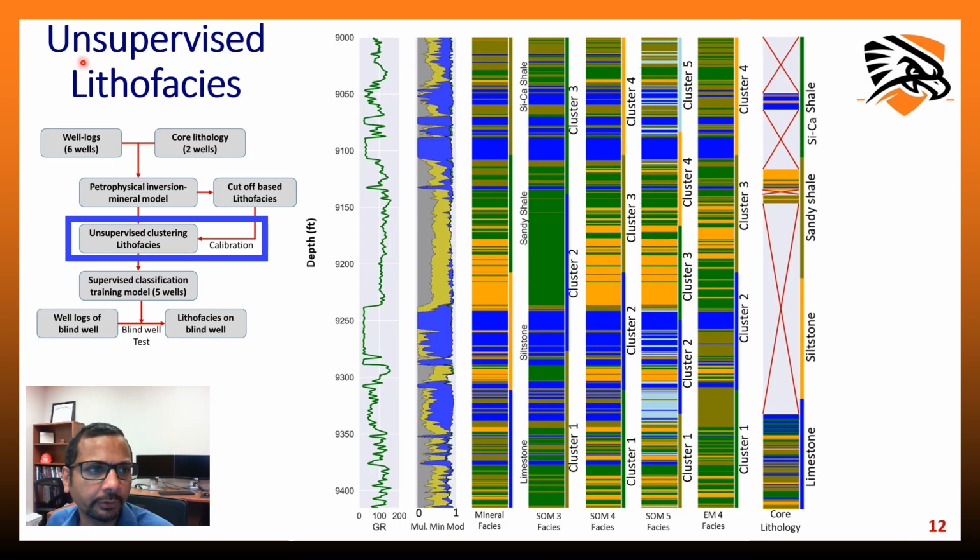Let's look at the result of unsupervised lithofacies. So here I'm showing you the results of SOM with 3 clusters, 4 clusters, 5 clusters, and EM with 4 clusters. So we can compare our results here, and you can see that the SOM 4 clusters is quite matching with the mineral facies, except in a few places where it seems to be more consistent with the mineral model here, and it also matches with the core lithology.